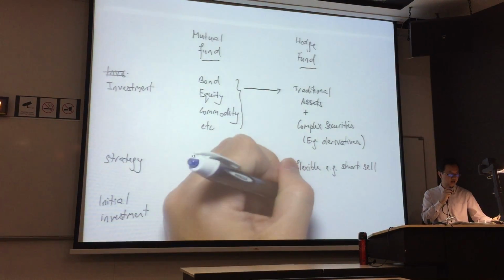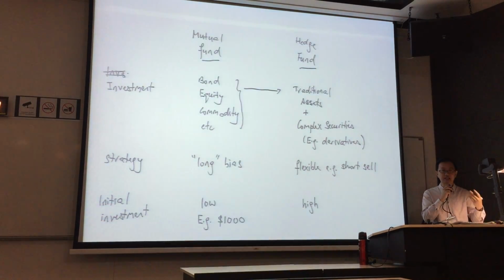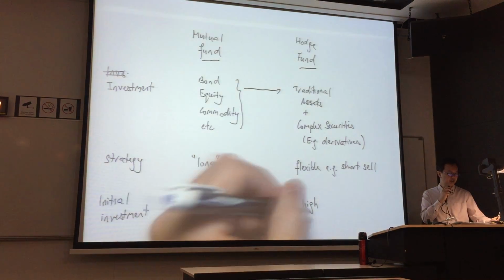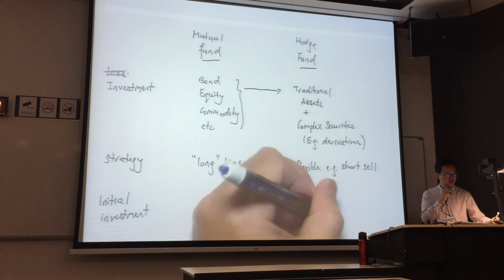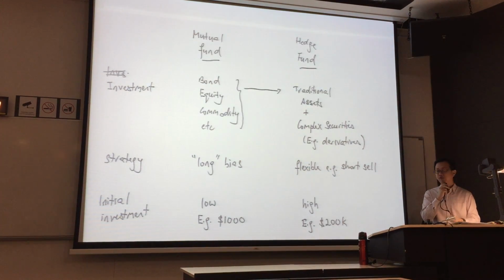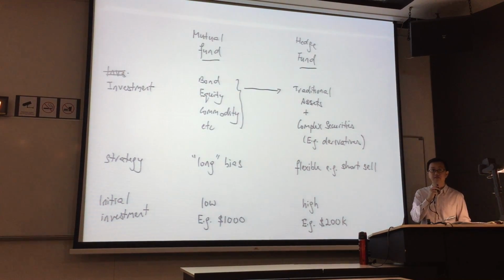It's set at around 200,000. Now for some hedge funds they have reduced it to about 100,000. But I think I will still use 200,000 as an entry level. So if you don't have 200,000, you will not be able to invest directly in a hedge fund.